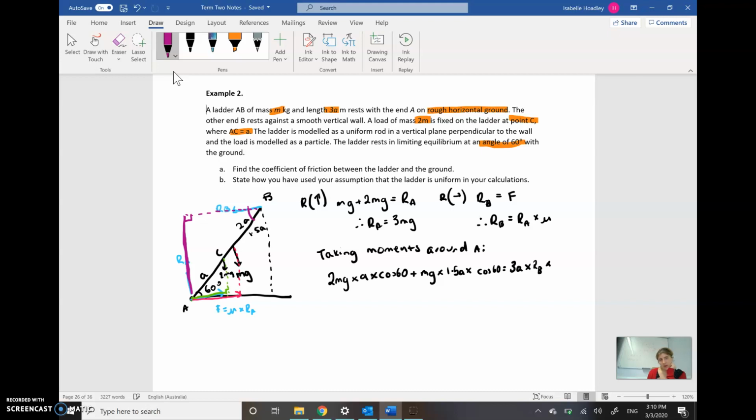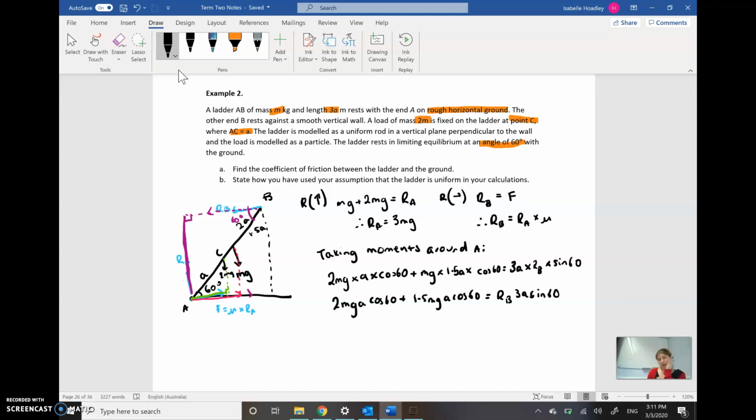So my angle in this triangle, that's 60 degrees because it's parallel to the horizontal. So that's 60 degrees. So I'm looking at sine of 60. So I then need to also times by sine 60. Okay, so there's all of my stuff that's happening. Okay, so from here we can simplify this a little bit. So we've got 2mga cos 60 plus 1.5 mga cos 60 again, and that's equal to RB 3a sine 60. Okay, so there's all of that in together.